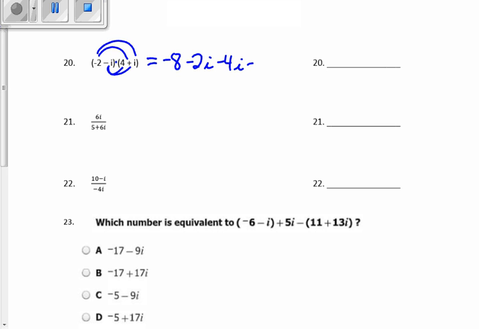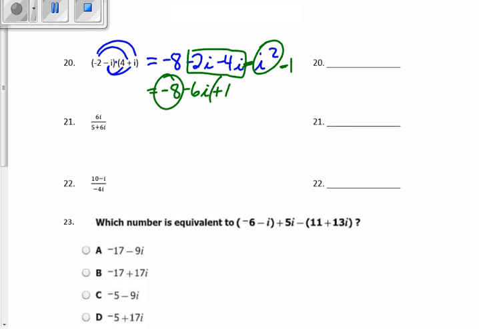Look for our like terms, anything we can reduce. Like terms, negative 2i minus 4i. First we'll write down the negative 8. Negative 2i minus 4i is negative 6i, minus 6i. I squared is negative 1. We have minus a negative 1, which is plus 1. We still have like terms, negative 8 and 1, and that's negative 7 minus 6i. So negative 7 minus 6i should be your answer.